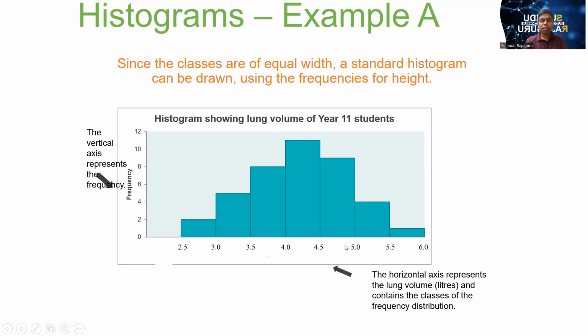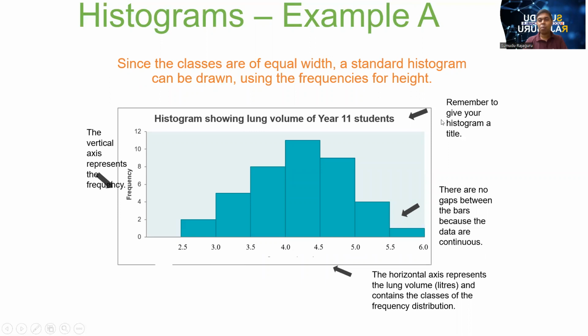You can see the vertical axis represents the frequency. The horizontal axis represents the lung volumes in liters. There are no gaps between the bars because data are continuous. That is also very important. Remember to give your histogram a title. Please understand, when we draw the histogram, we have to give the title for the histogram. That is also a required thing.